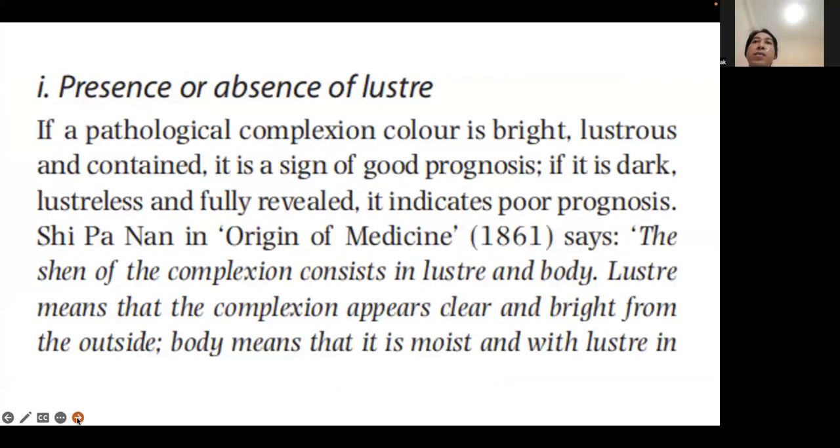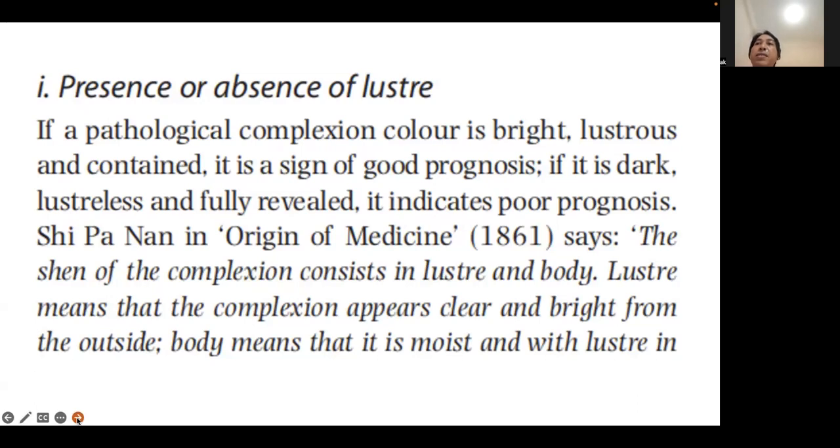Part 1, presence or absence of luster. If a pathological complexion color is bright, lustrous, and contained, it is a sign of good prognosis. If it is dark, lusterless, and fully revealed, it indicates poor prognosis.